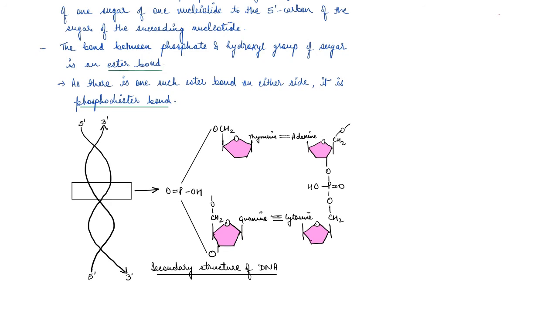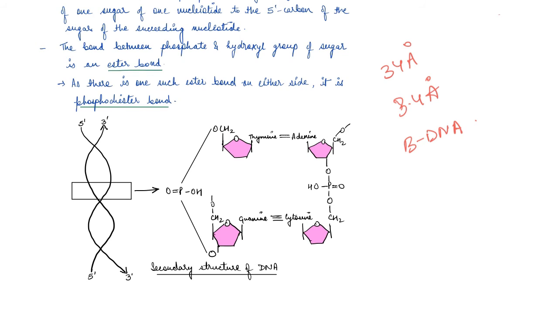Now at each step, the strand turns 36 degrees. So in one full turn, the helical strand would involve 10 steps or 10 base pairs. Each helix would have an exact pitch of 34 angstroms. So basically the distance between each base pair would be 3.4 angstroms, right? This form of DNA is basically B-DNA, right?